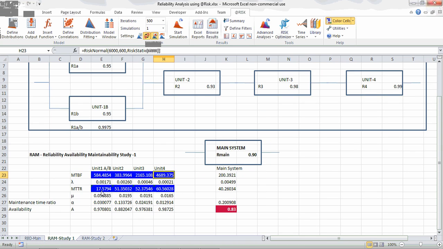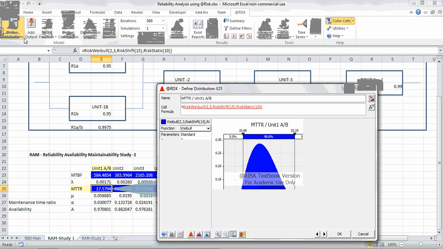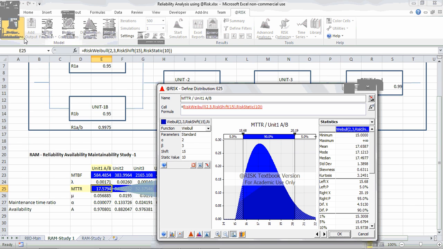And for the mean time to failure, I define a distribution as Weibull with alpha equal to 2, beta equal to 3. Beta equal to 3 is fairly close to a normal distribution, but I have control over the distribution. That's why I'm choosing Weibull.